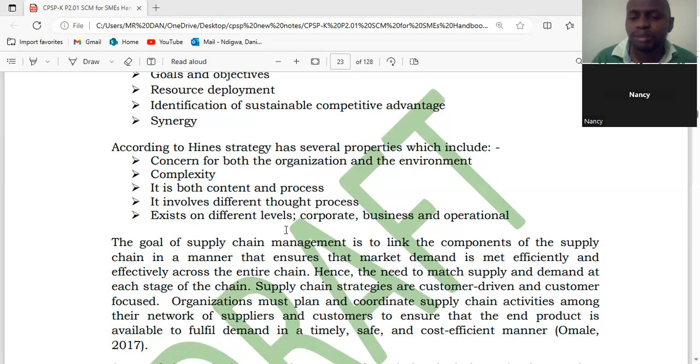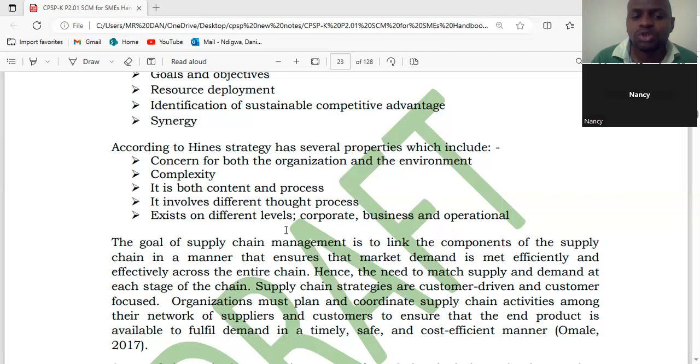And these processes are supposed to work for you, not to work against you. So you need to look at the process that is very, very effective. It also involves different thoughts and processes. And remember, this is a strategy. And strategy, we have different strategies or plans, and different departments have their own strategy. So you need to come up with processes of aligning all these strategies into one strategic plan for the organization.